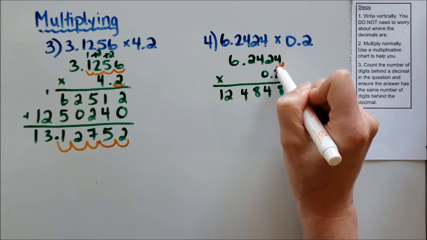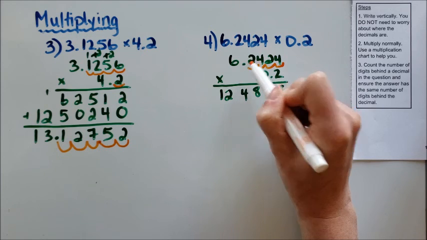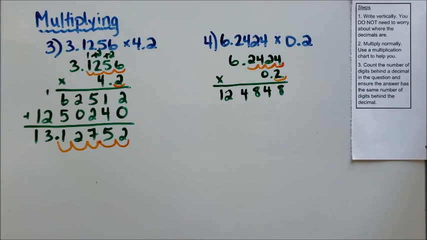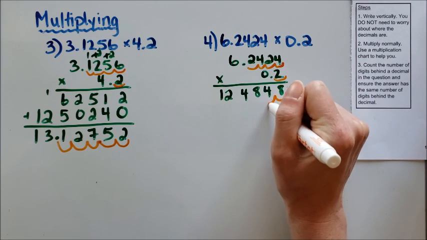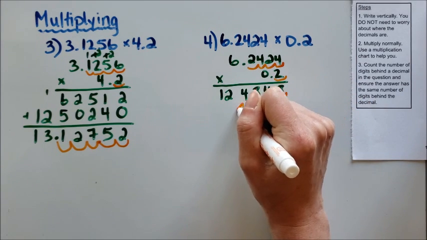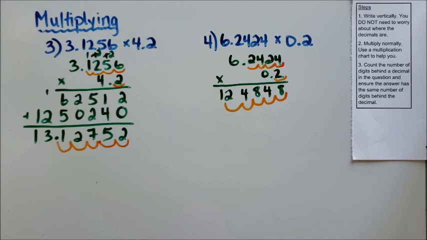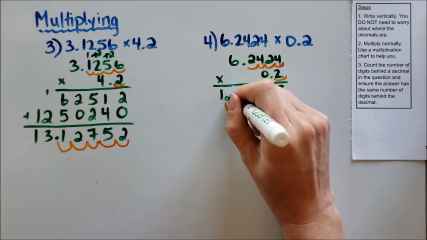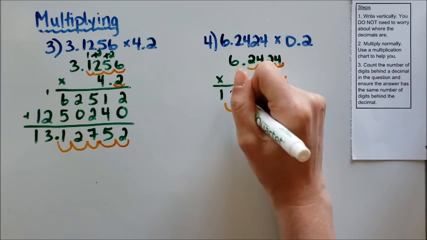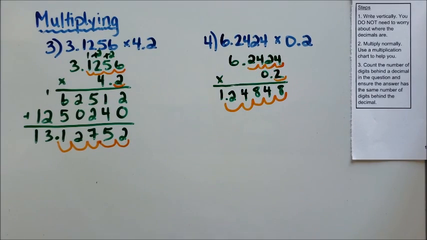So I have 1, 2, 3, 4, 5 digits that are going to need to be behind my decimal. So 1, 2, 3, 4, 5. So it actually needs to go in between the 1 and the 2. I'm going to move the 2 over just a little bit just because they're really close together right now. And so my answer is 1.24848.